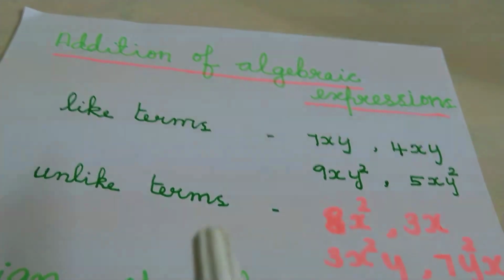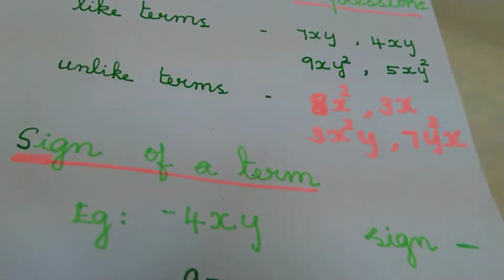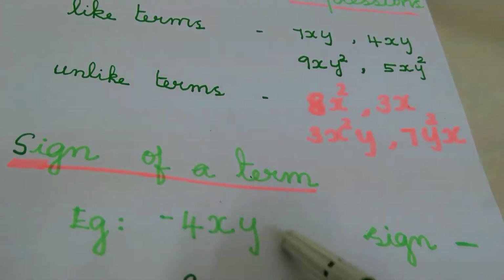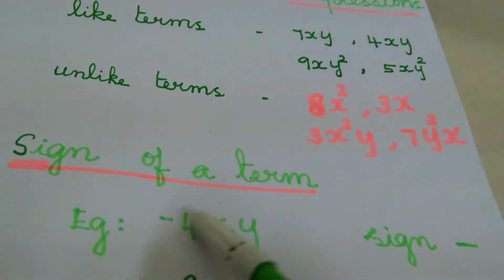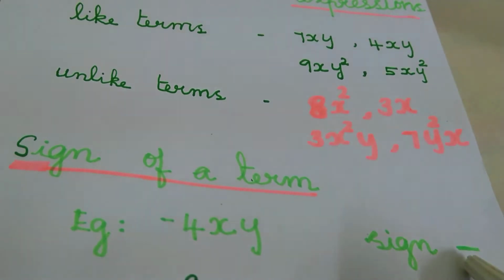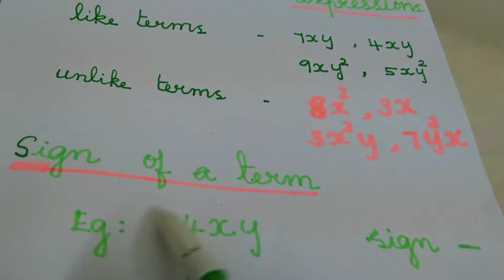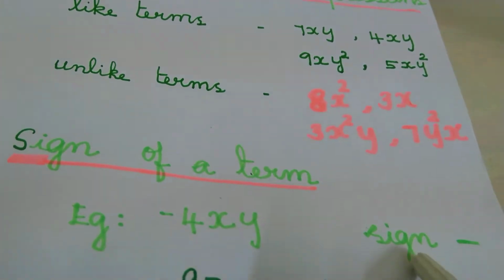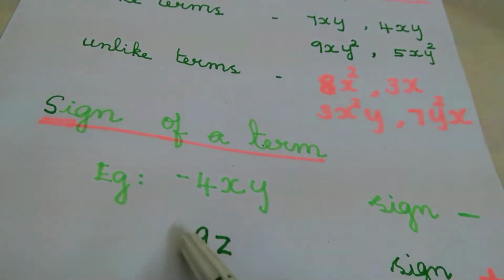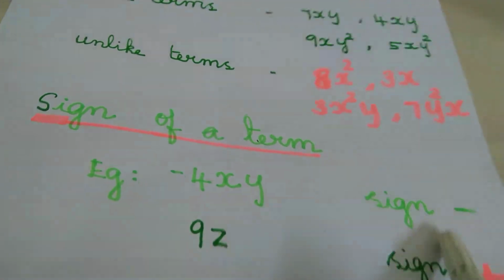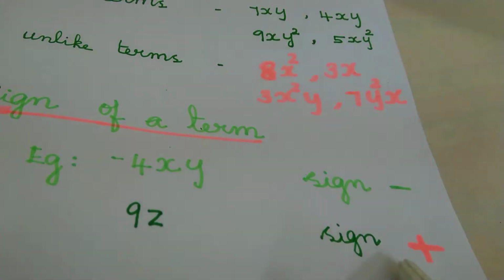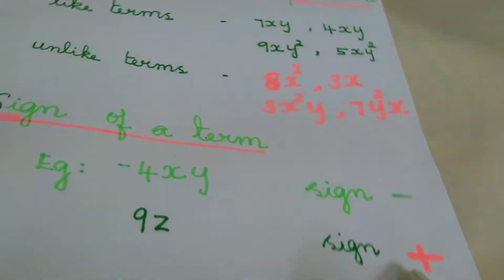So now we will see sign of a term. Consider the term minus 4xy. Here there is a sign in front of it which is minus. So the sign of this term is minus. Now consider another term 9z. There is no sign shown in front of it. So we will always take its sign as a sign of such terms as plus.